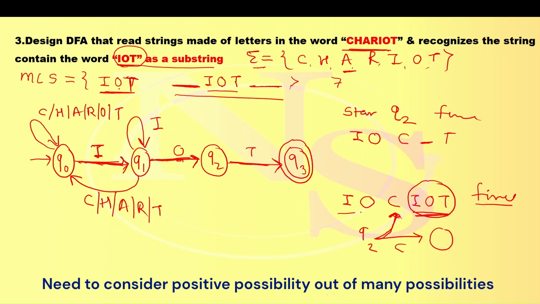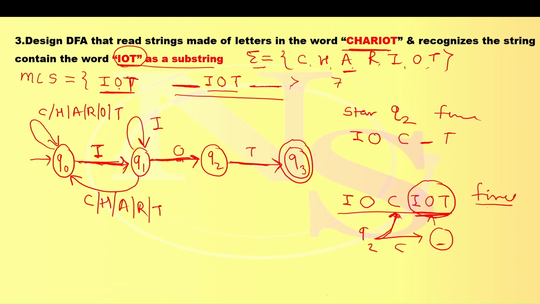Why? Because this IOC IOT is a valid string, and a valid string after reading, automata should go to the final state. Now you need to find out which is this other state that will read the IOT and will go to final. This is the scenario same as previously explained for Q1. That is nothing but Q0. From Q0 there is a path for IOT. You may say from Q1 also there is a path, self loop for I.